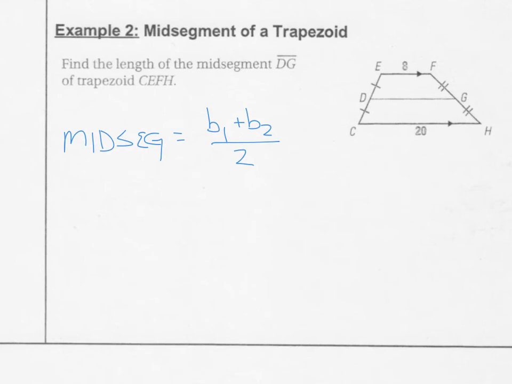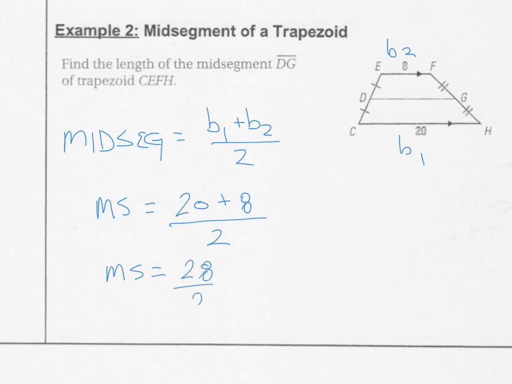Now, which one's base 1, which one's base 2, it really doesn't matter. You're adding, so you're going to get the same answer. So let's say this is base 1, this is base 2. So to find my mid-segment, I'm going to take 20 plus 8, and then divide that by 2. So 28 divided by 2, and our mid-segment is 14 units. That's his length. That's from D to G. So you may have some questions asking you how to find that mid-segment. That's all you've got to do, add these two bases together, divide by 2.